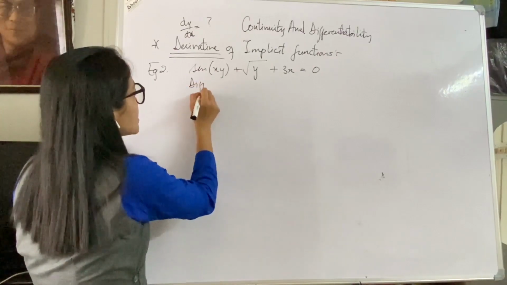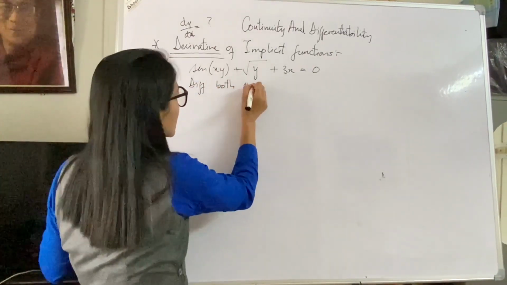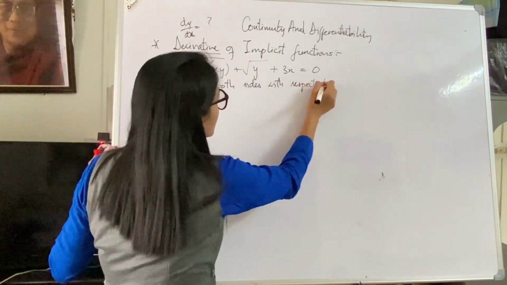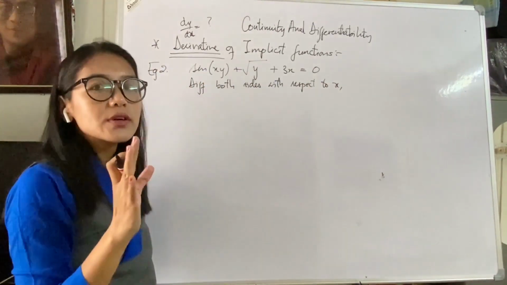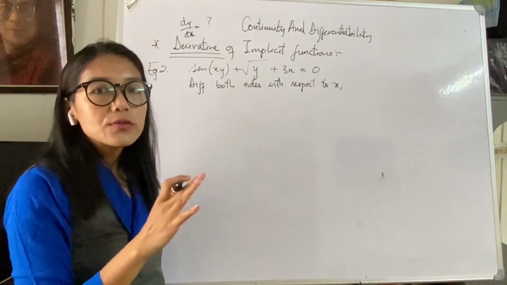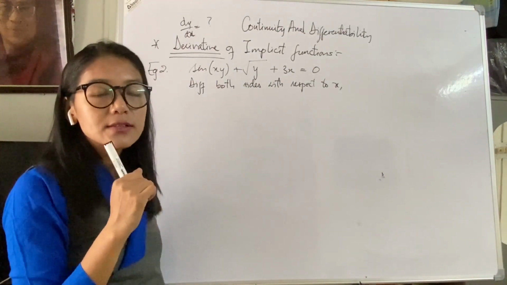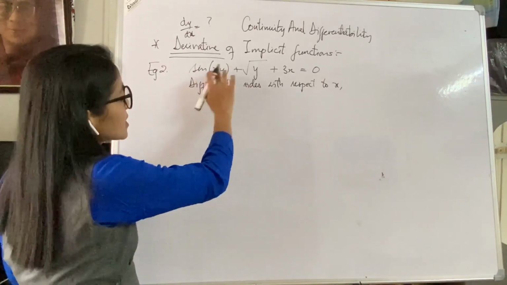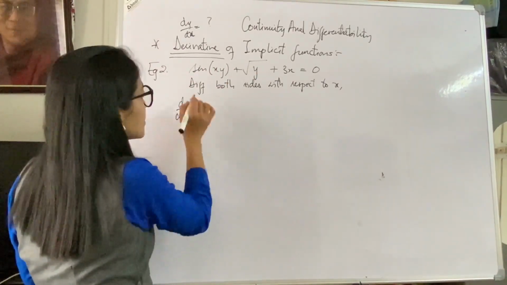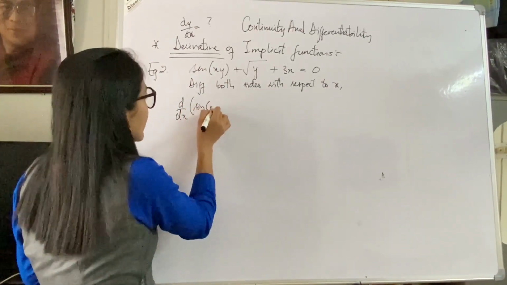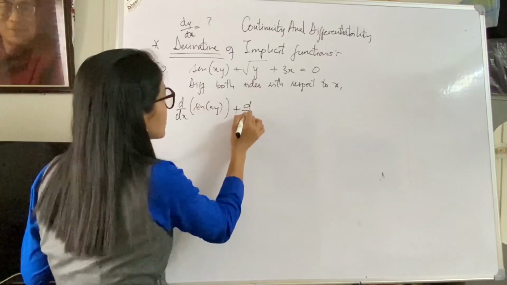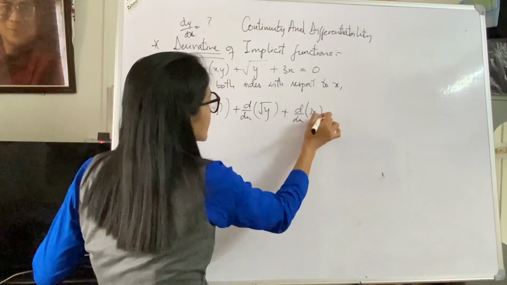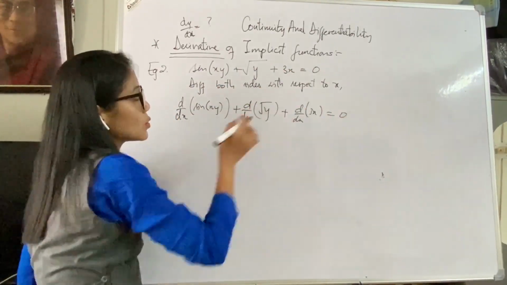So you start differentiating both sides with respect to x. Now you always remember that in the whole syllabus, whenever you are asked to find the derivative, you always have to find the derivative with respect to x. So now I'll start differentiating it. Term by term you can differentiate: derivative of sine of xy, plus derivative of root y, plus derivative of 3x is equal to 0. So derivative of 0 is 0, right?